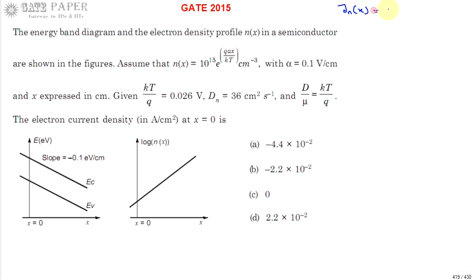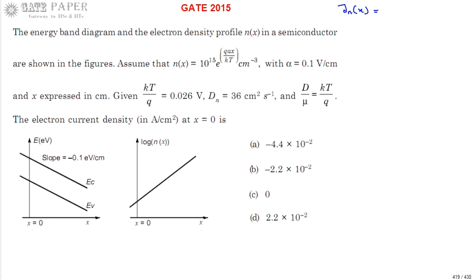Electron current density at x equal to 0 is indicated as Jn of x. Current density can be of two different types: drift current density and diffusion current density. Drift current density is present whenever there is an external electric field. When you apply voltage externally, that creates an electric field, and because of that you get the drift current density.